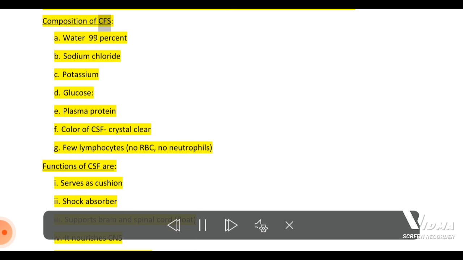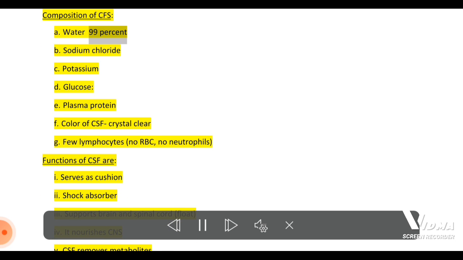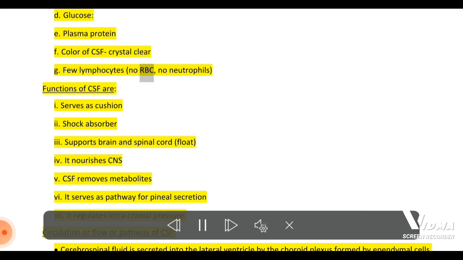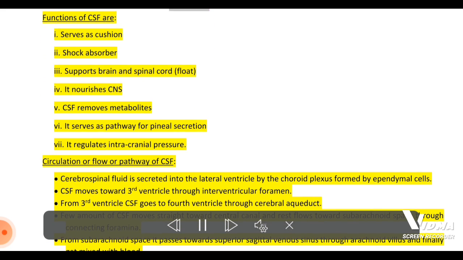Composition of CSF. Water 99%. Sodium chloride. Potassium. Glucose. Plasma protein. Color of CSF: crystal clear. Few lymphocytes, no RBC, no neutrophils.